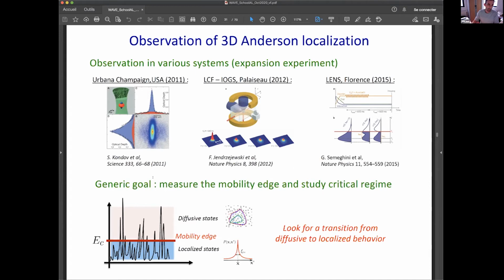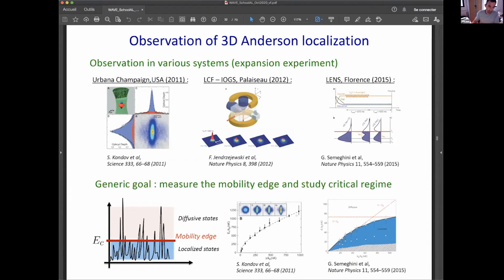And for all these experiments, the goal, I say it again, is to try to measure the mobility edge. That's the first goal. And then if you can do it, try to look at the critical regime. In fact, there has been a first estimation in this work of the position of the mobility edge. So this is one of the figures from the work of Brian DeMarco, and the one from the group of Giovanni Modugno and Massimo Inguscio in Florence. But as I already said, you will see that there is some problem with this interpretation.